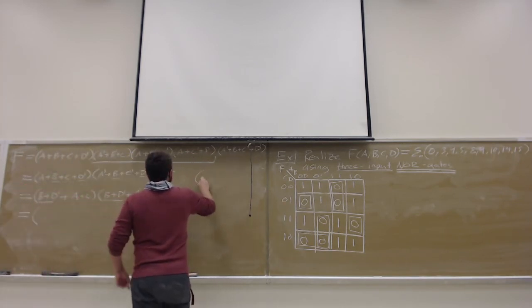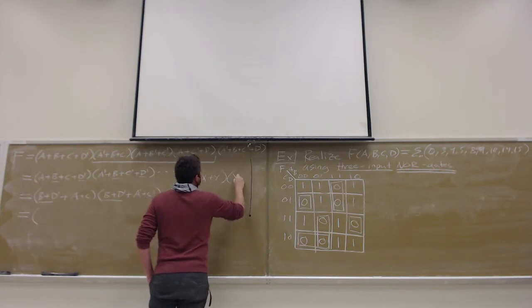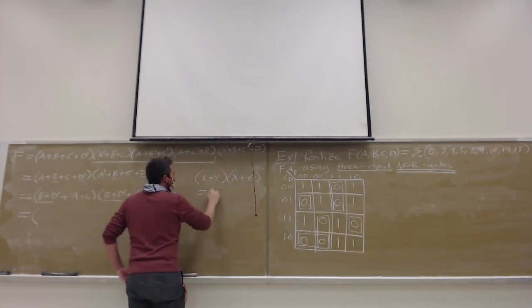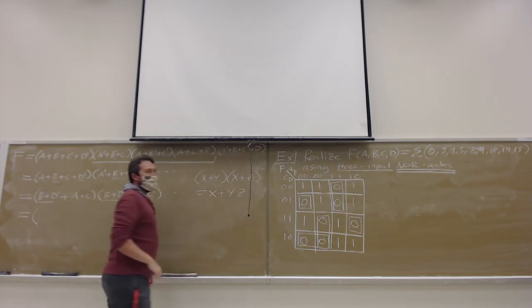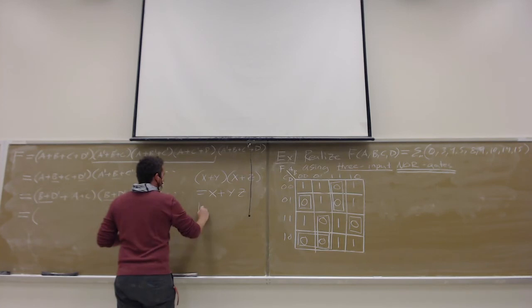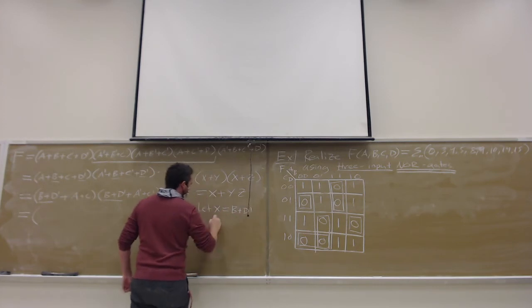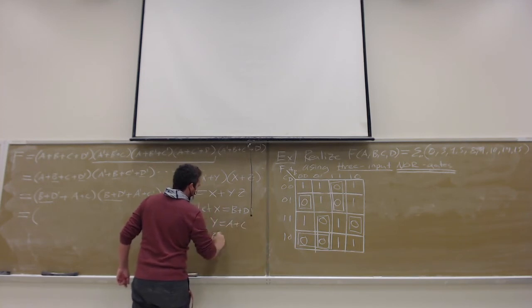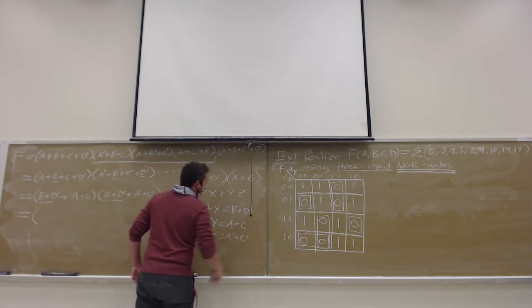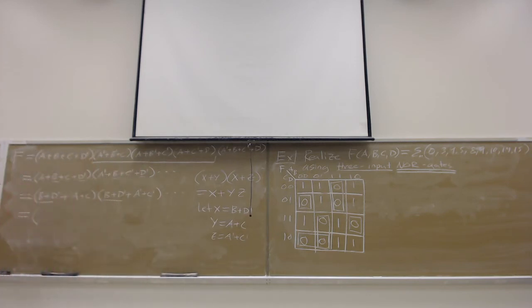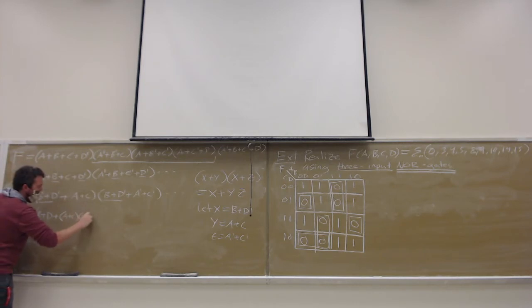So remember the one that is X or Y and X or Z is equal to X or Y, Z, remember that guy? So in this case, our X was B or D prime. Our Y was A or C, and our Z was A prime or C prime. Which means that we're going to get this: B or D, or A or C and A prime or C prime.